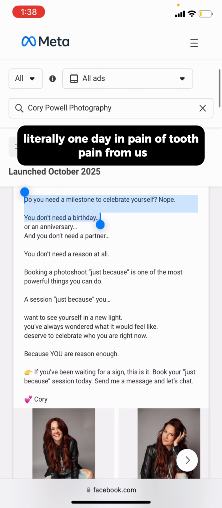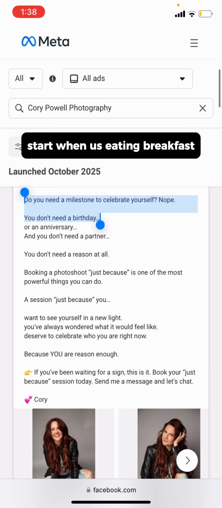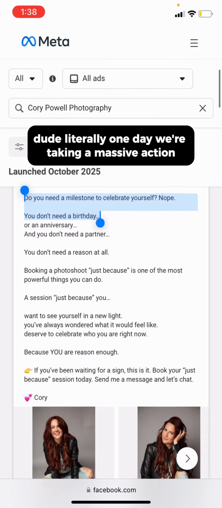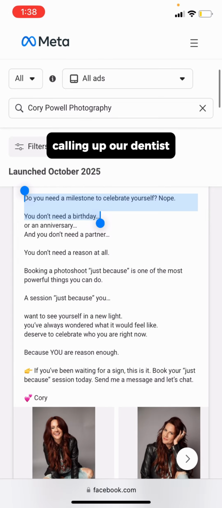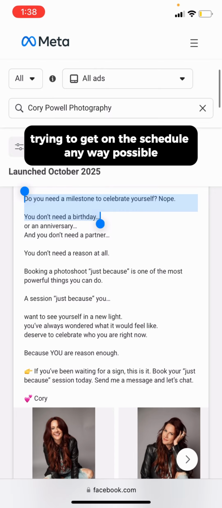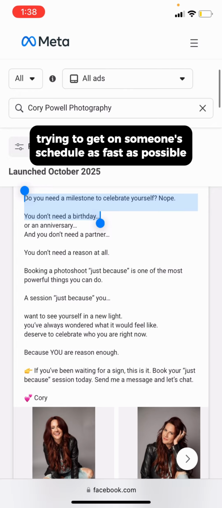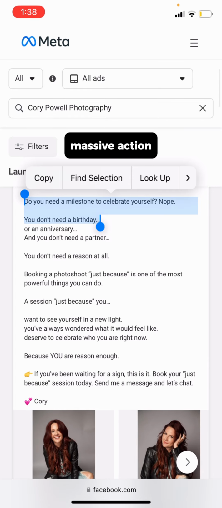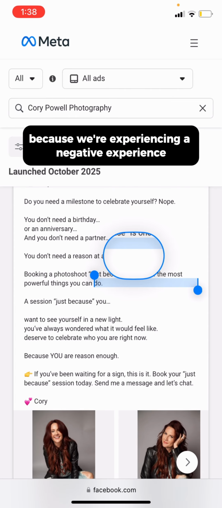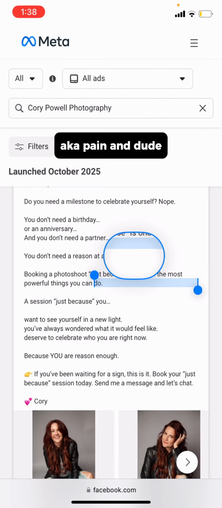Now, literally one day in pain, of tooth pain, from us eating breakfast at the end of month 13. Dude, literally one day we're taking a massive action, calling up our dentist, trying to get on the schedule any way possible, calling up every other dentist in the city, trying to get on someone's schedule as fast as possible. Massive, massive, massive action because we're experiencing a negative experience, aka a pain.